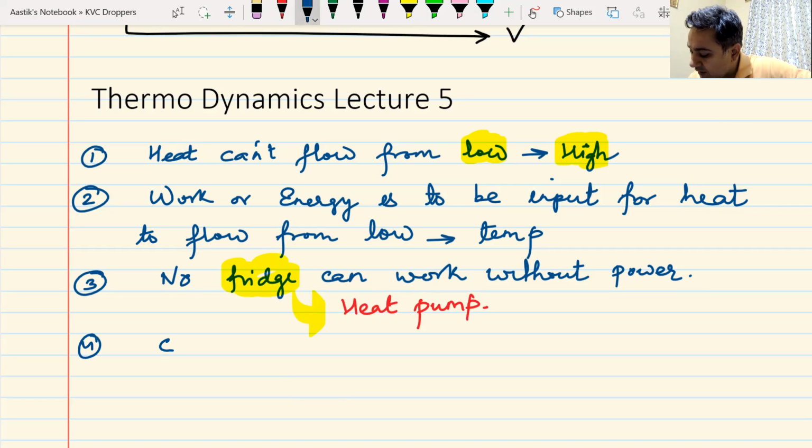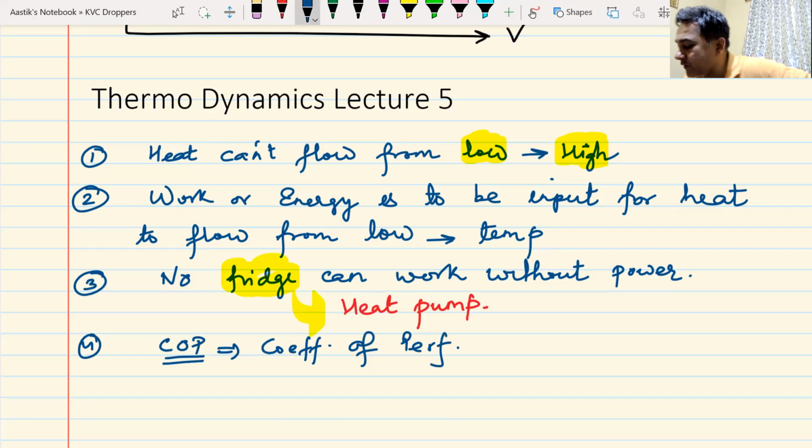We have a term known as COP, the coefficient of performance. How your fridge is performing. This is the same as the efficiency of a heat engine. What is a heat engine? A heat engine is an engine that converts heat into work. Any engine of any bike, any car, any plane is a heat engine. It is converting heat into work.